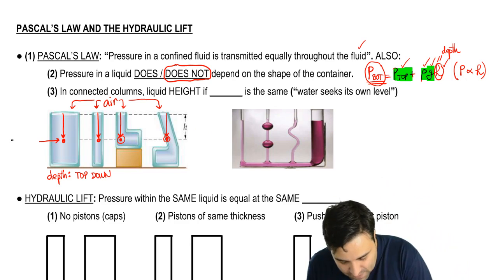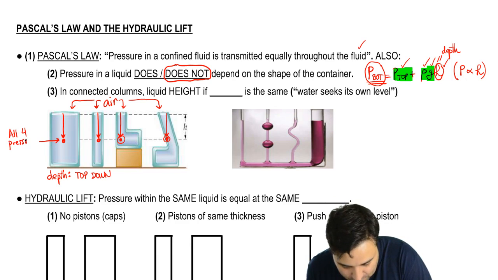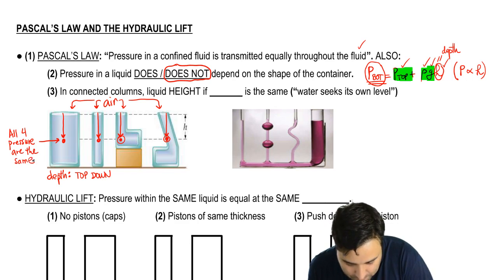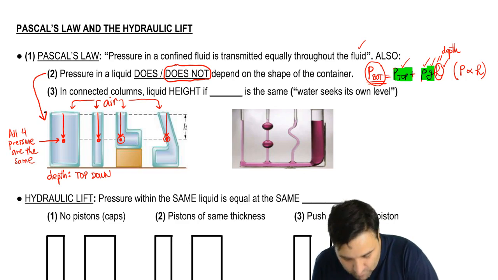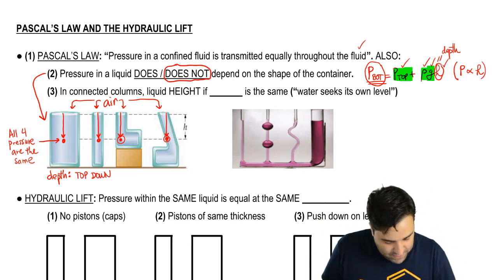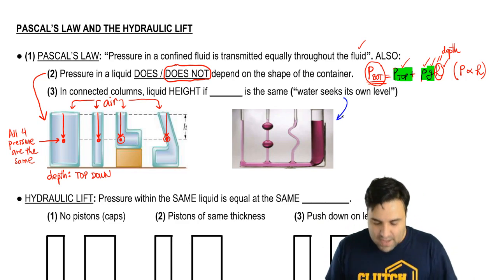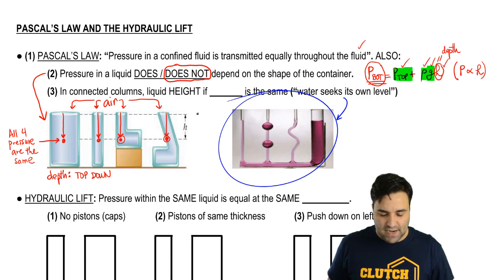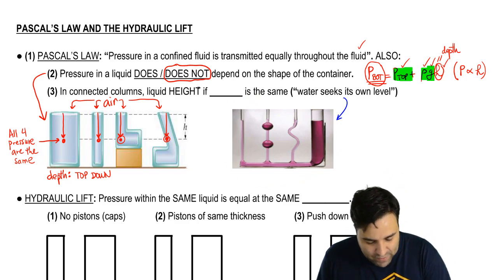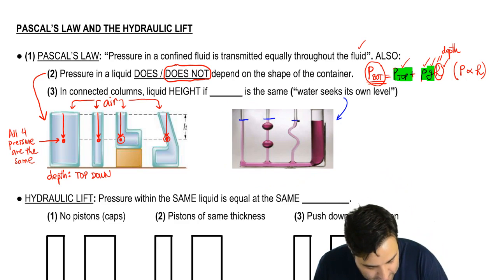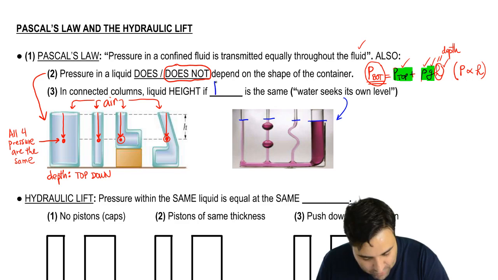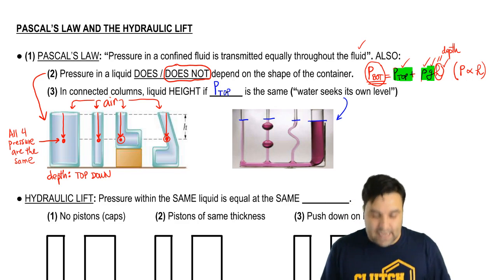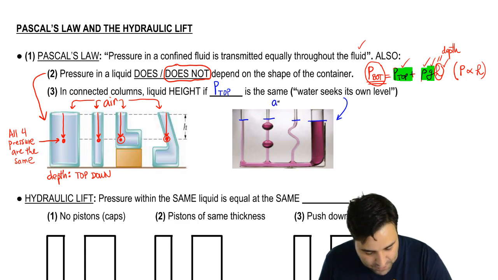So all of these, all four pressures at these 4 points are the same. Cool. So that's what point 2 was referring to. Point 3 is referring to this image over here, and it says in connected columns. So if you have something like this, some weird contraption that has connected columns with liquids inside, the liquid height, this level up here, is going to be the same as long as the pressure at the top is the same. So let's say, for example, you have air up here, right?